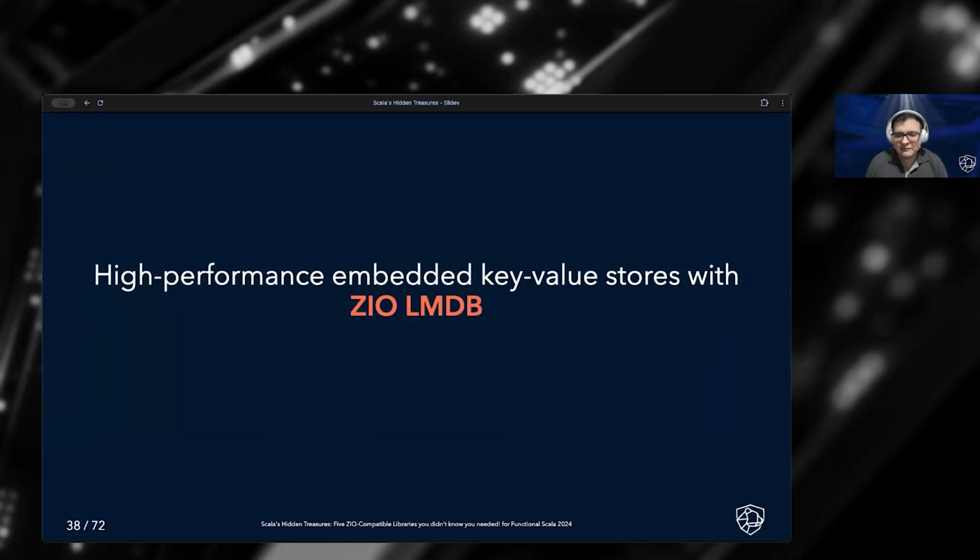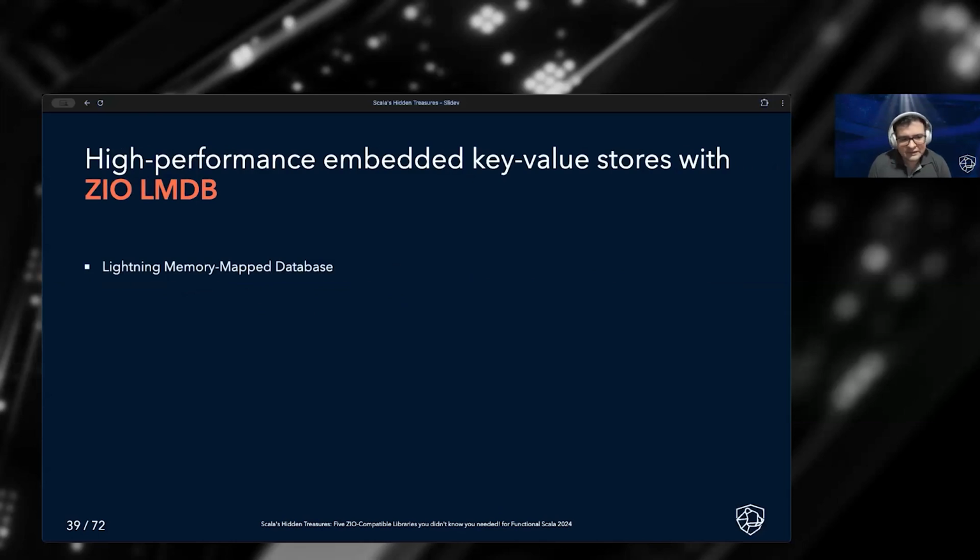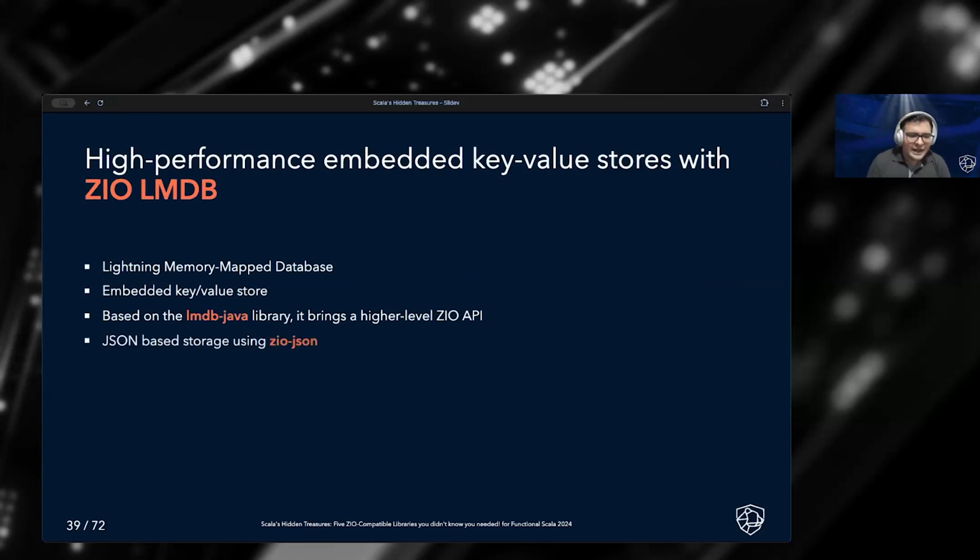Next library, high performance embedded key value store with ZIO LMDB. So LMDB means Lightning Memory-Mapped Database. It offers an embedded key value store. It's based on the LMDB Java library. It brings a higher level ZIO API, so that's the advantage of it. And it offers JSON-based storage using ZIO JSON. So the idea is that LMDB stores key value pairs, right?